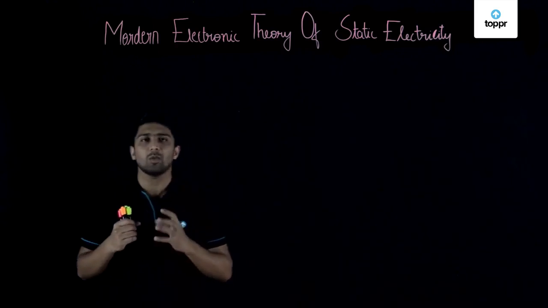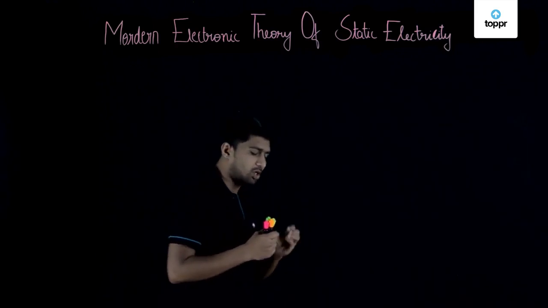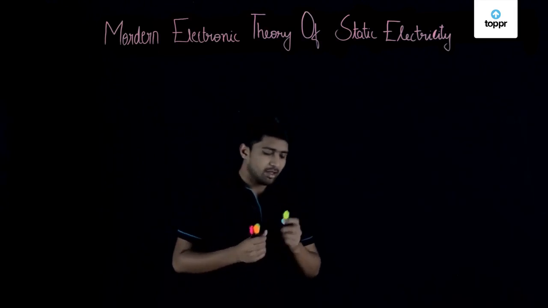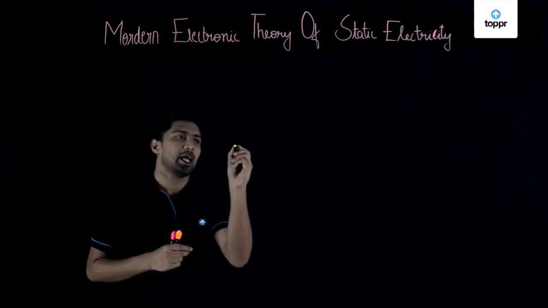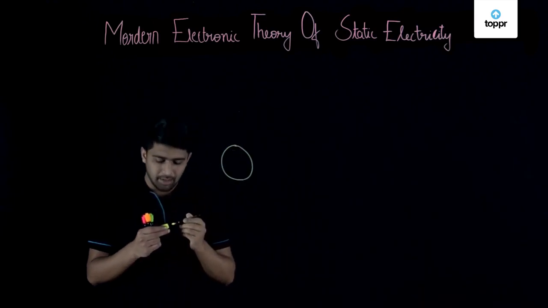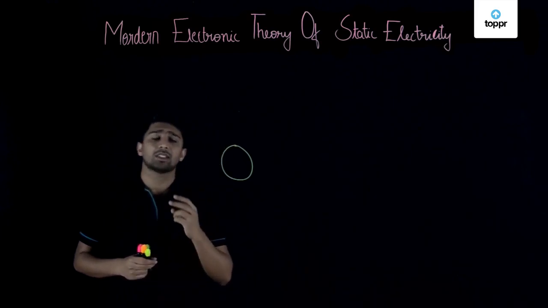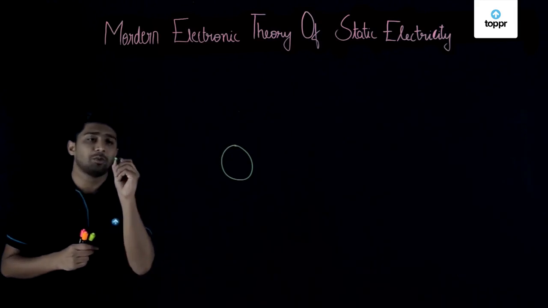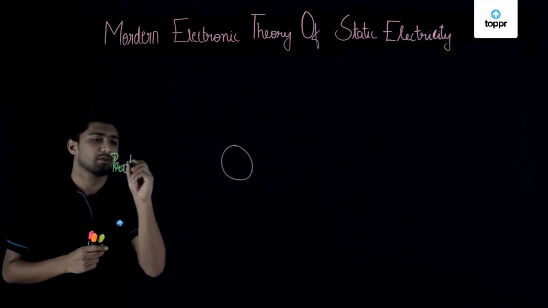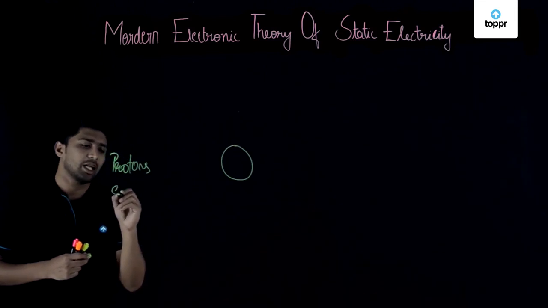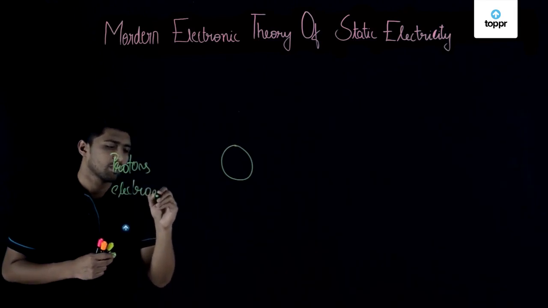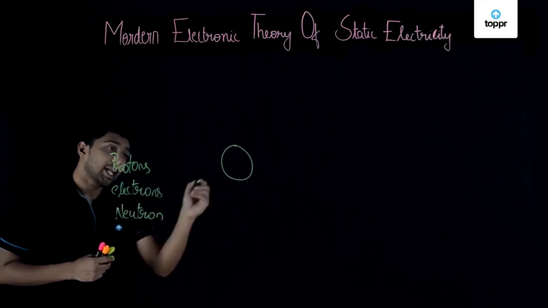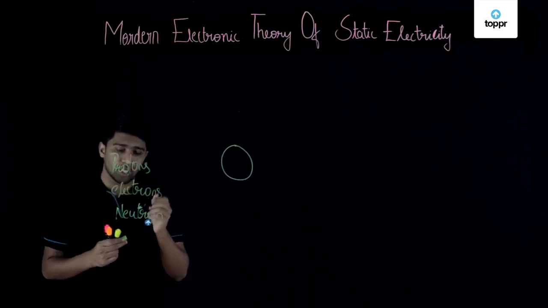If we look into matter, we can find small tiny particles called atoms. The basic constituent of matter is the atom, right? So let's consider this is an atom. In an atom, you can find protons, electrons and neutrons. What all things can you find? Protons, electrons and neutrons, right?